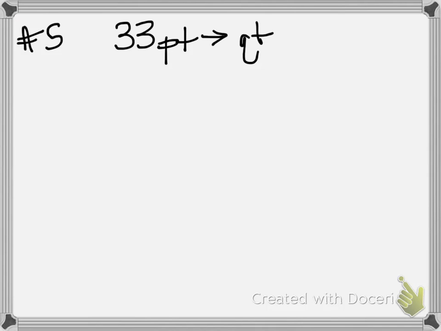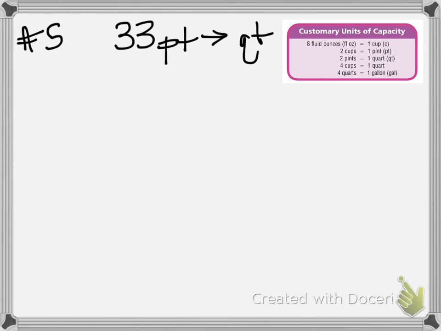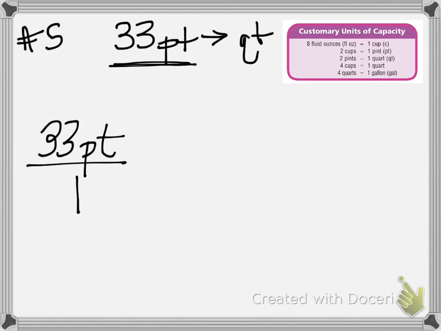So here's what we're going to do. Let's take our initial rate here, which is 33 pints, and we're going to write it over 1 because we're making it a fraction. And we're going to multiply it by the conversion rate of pints to quarts. If you look here, it says 2 pints is 1 quart. We want to get rid of pints, so pints is going to go on the bottom so that they'll cancel, and we're left with quarts.